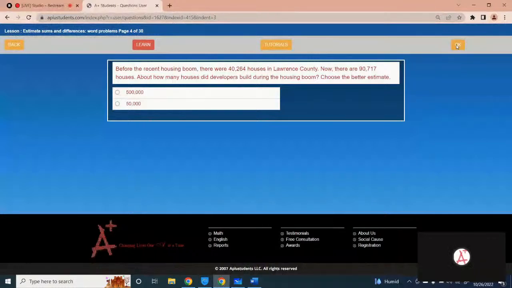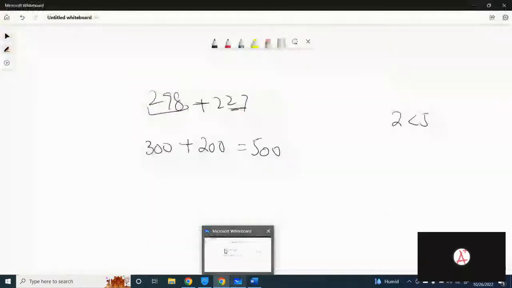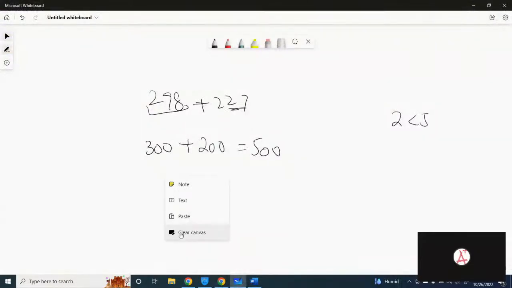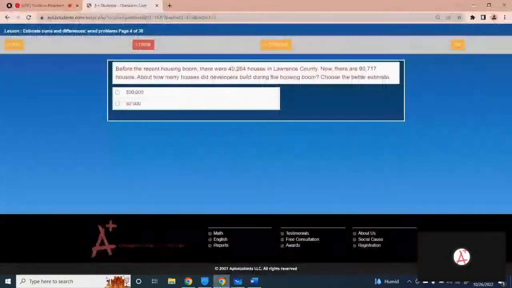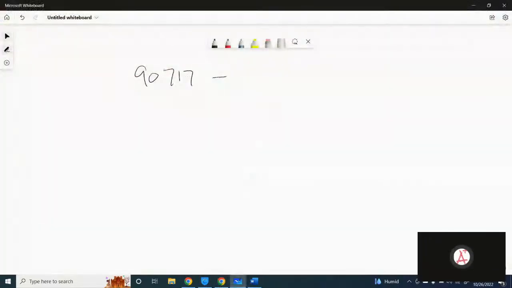So the first one is 40,000. Do you have to subtract them actually? So 90,778 subtract 40,264. So you have to estimate both the numbers and then you have to subtract. See here, the thousands digit: you can round off the number to 90,000. Then you have 40,264, so you can estimate the number to 40,000.